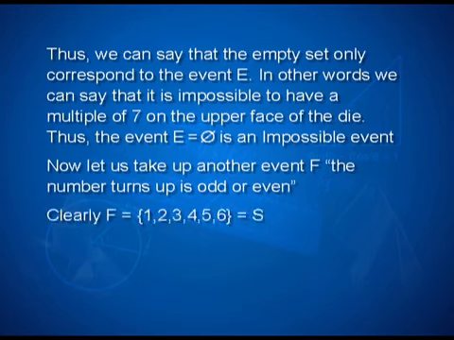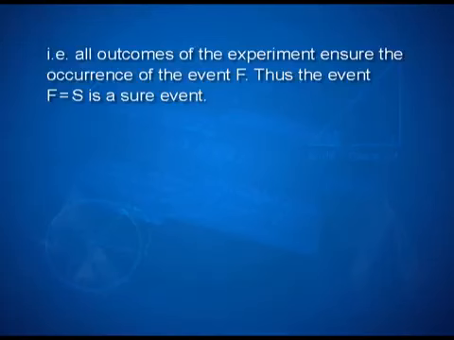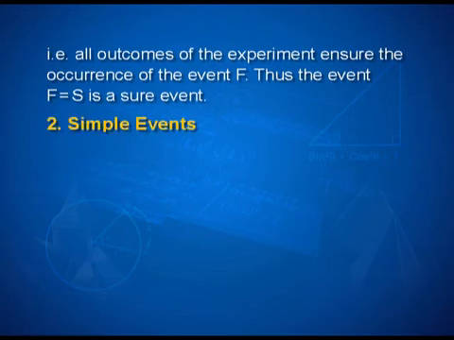Clearly, F is equal to {1, 2, 3, 4, 5, 6}, that is equal to S. That is, all outcomes of the experiment ensure the occurrence of the event F. Thus, the event F equal to S is a sure event. Now, look at the simple event.